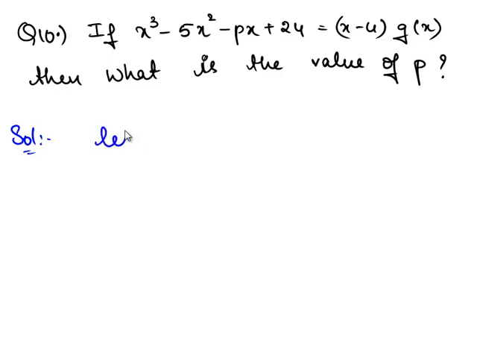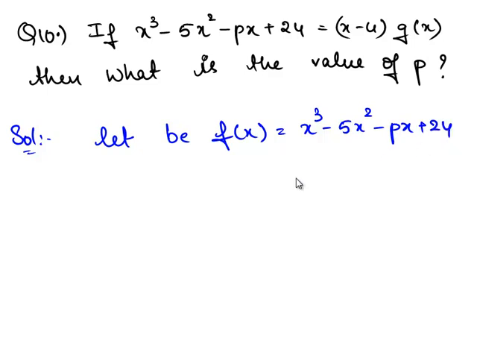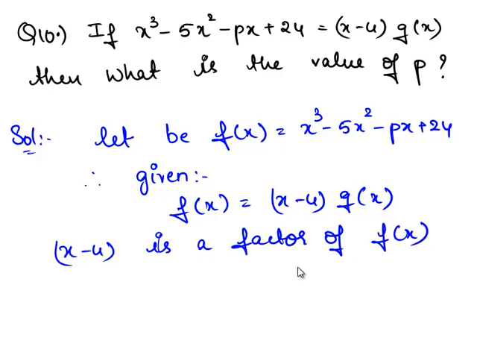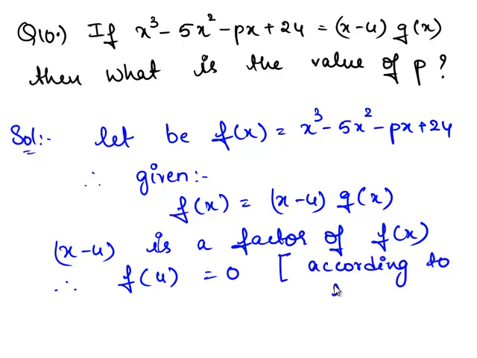Let the given function be f of x, that is equal to x cube minus 5x square minus px plus 24. Therefore, given f of x is equal to x minus 4 times q of x. From this expression, we observe that x minus 4 is a factor of f of x. Therefore, f of 4 is equal to 0, according to factor theorem.